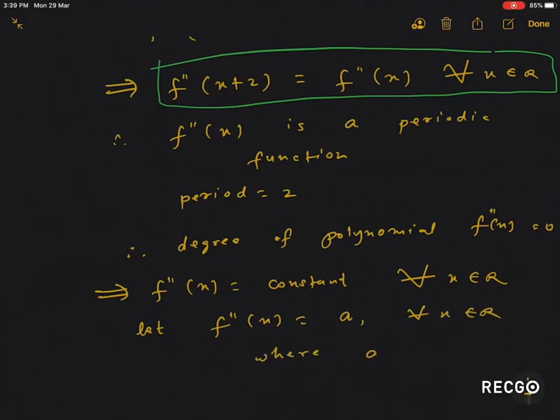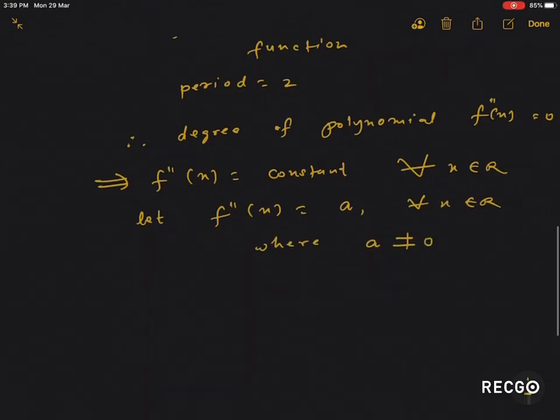So let us say that f''(x) is equal to a for all x belongs to R, where a is not equal to 0. Obviously, if it is 0, then it becomes the zero polynomial, whose degree is not defined, and therefore I have said that a is not equal to 0. The degree of a zero polynomial, that is, any polynomial y equal to 0 for all x belongs to R, is not defined.